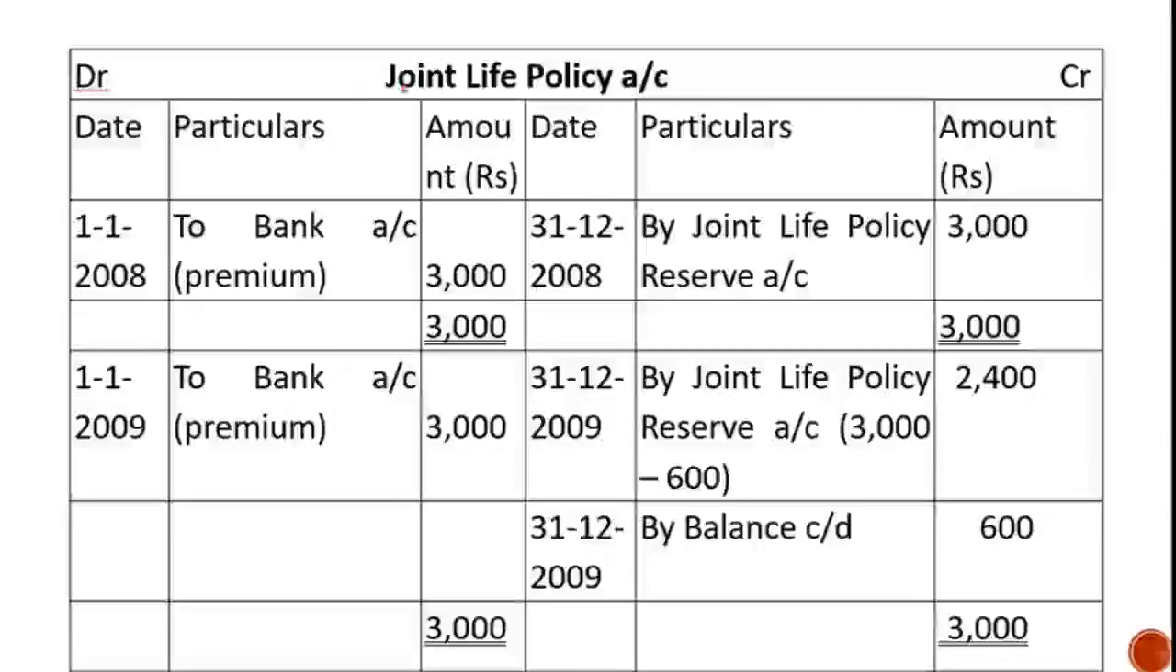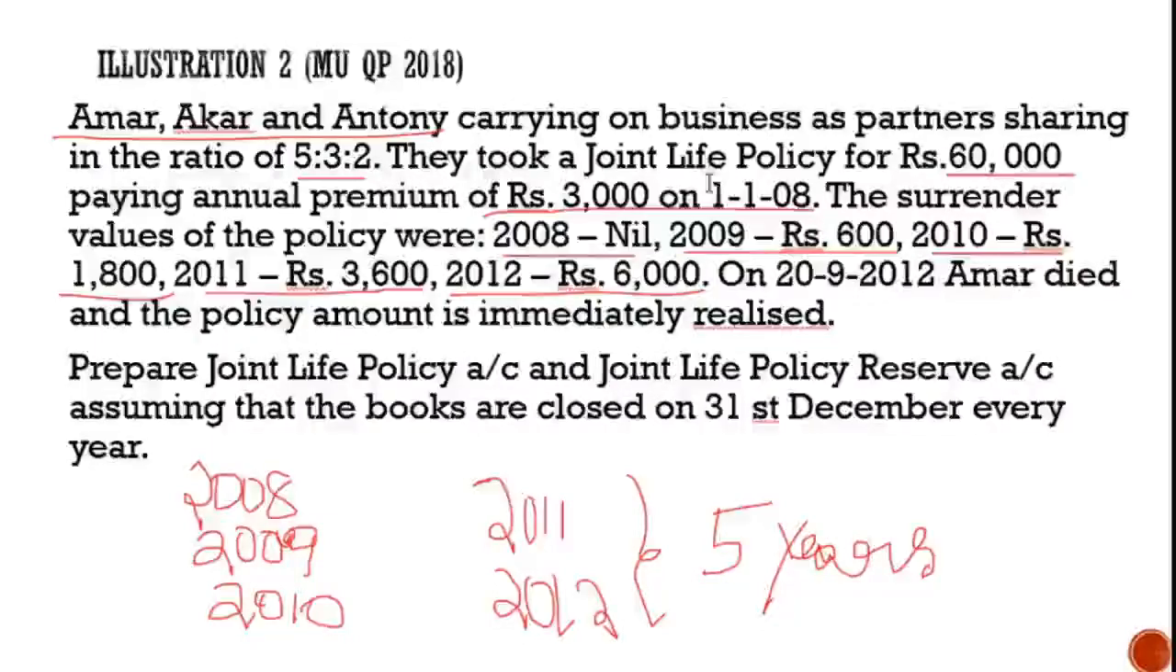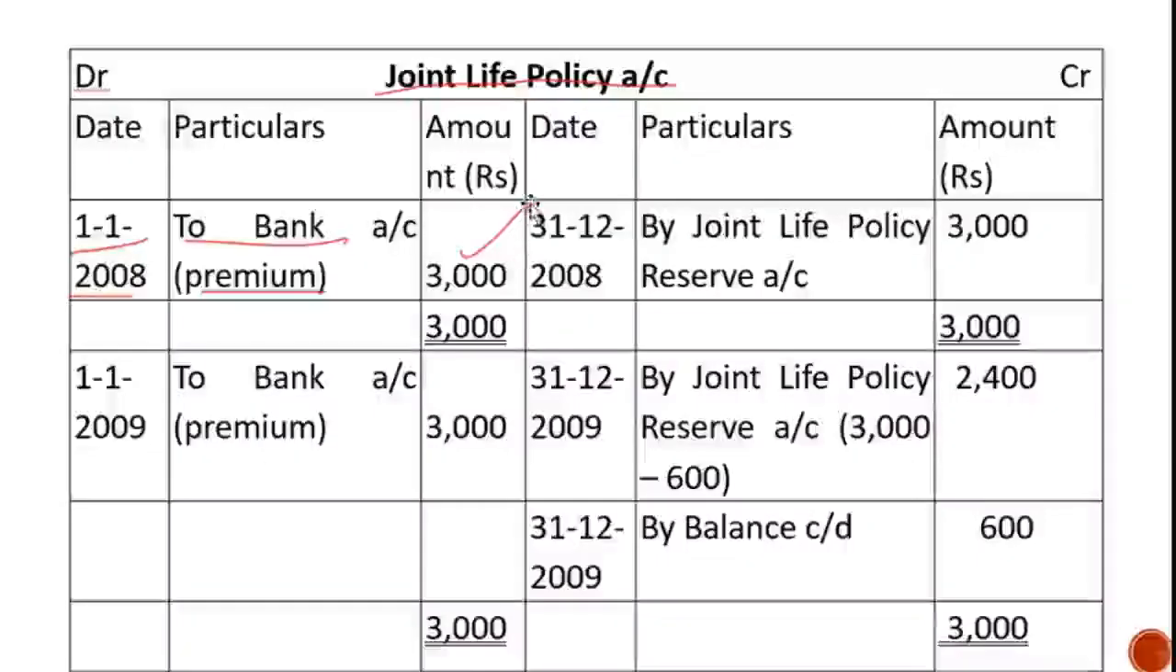So joint life policy account. Record on the debit side 1/1/2008 to bank account. So that is the annual premium. Annual premium is 3,000, which is given in the problem. Now this is to be transferred to joint life policy reserve account. So that is by joint life policy reserve account 3,000.